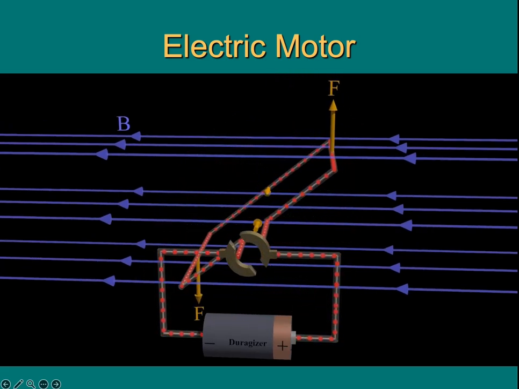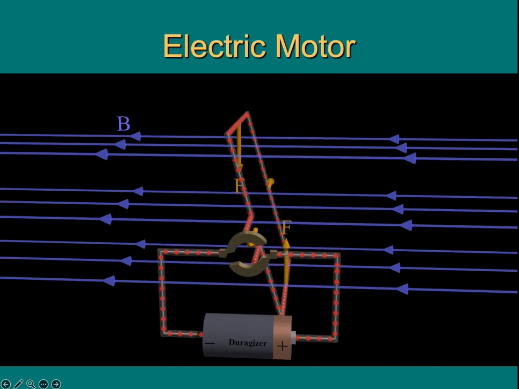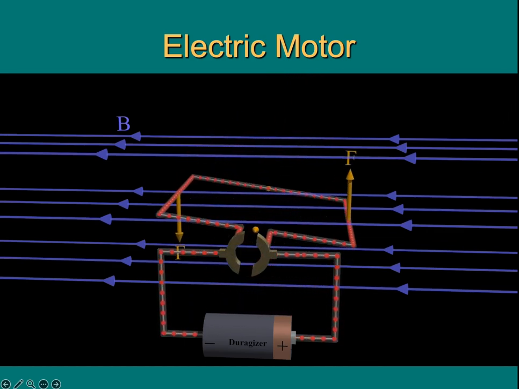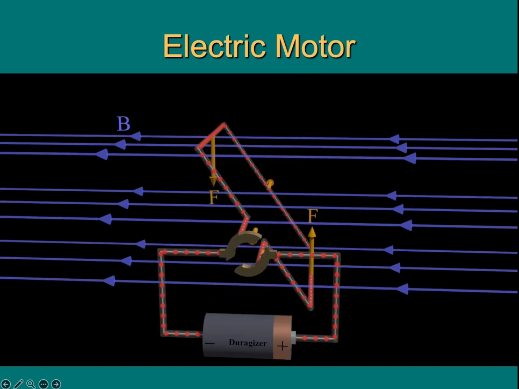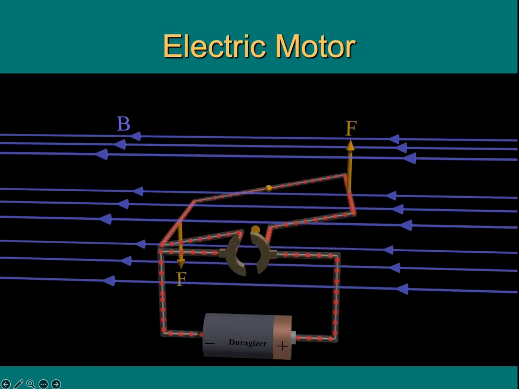The current loop experiences a torque due to the offset forces on the top and bottom sections of the loop. The forces on the front and back segments of the loop exactly cancel, so they do not contribute to the net torque on the loop.